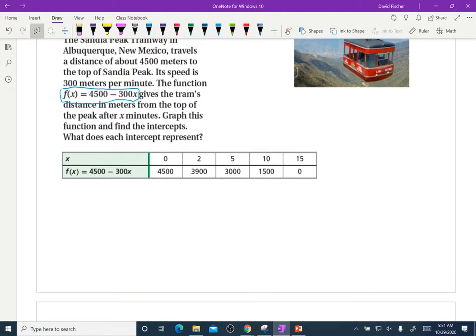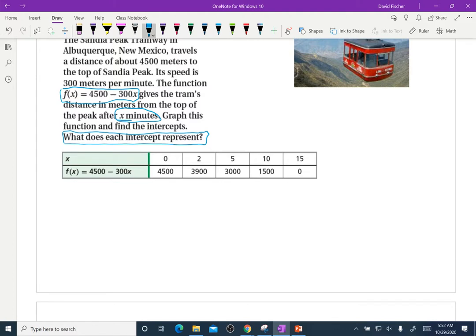So on my graph, I want to have minutes on the x-axis. Sometimes they're helping us out here a little bit. Graph this function and find its intercepts. And what do the intercepts represent? This is really kind of a big part of today. In a word problem, after I'm all done graphing, what do these mean?